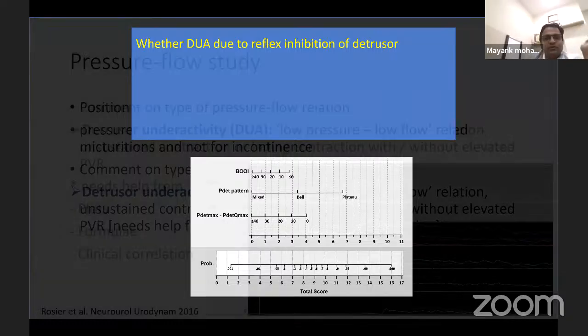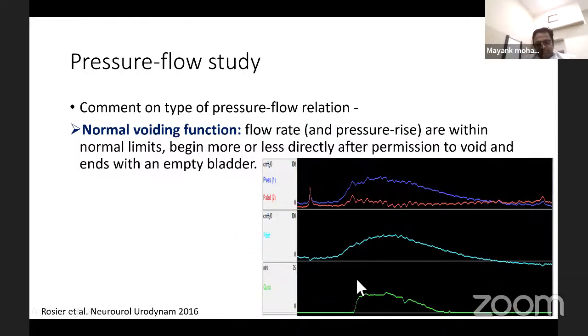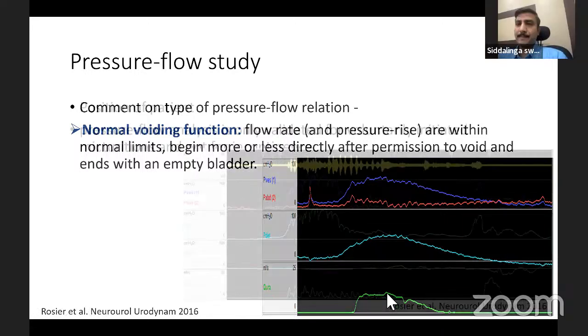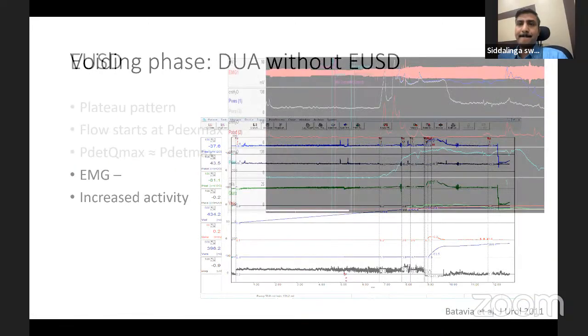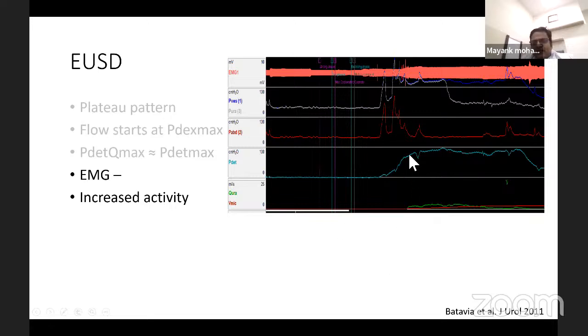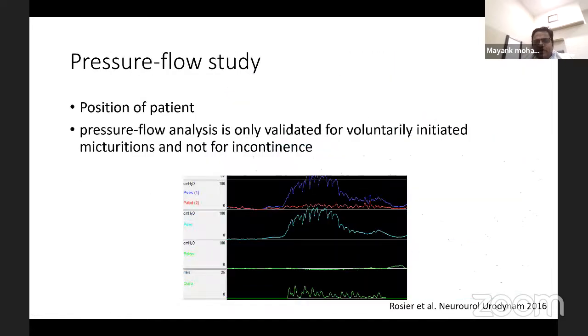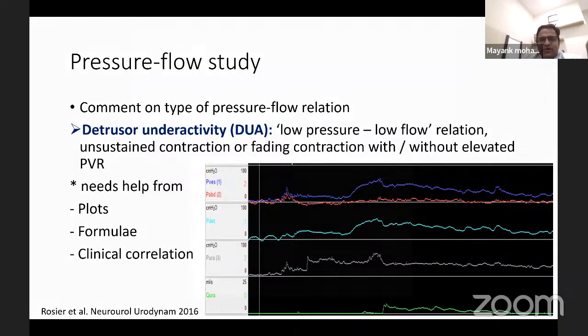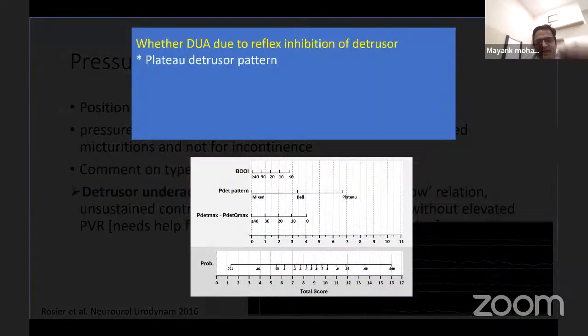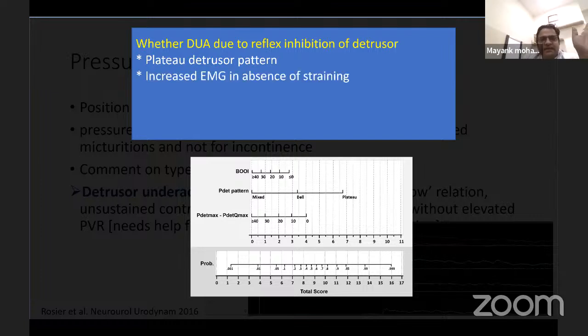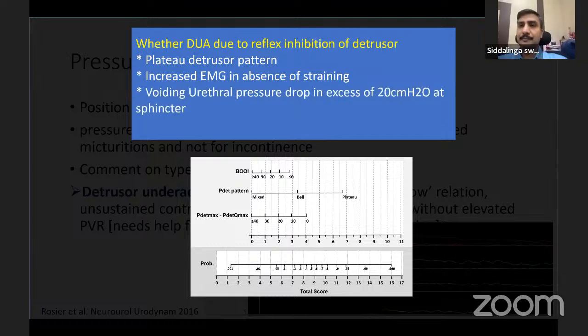So just imagine, I'll go back to this graph. In this case, the pdet at Qmax is about this much. Sorry, let me go here. Yes. So this is the pdet at Qmax and Qmax. Usually in a patient with sphincter dysfunction, you will have a difference of less than 10, but that's not the only parameter. So we take all these three parameters into consideration, and then we give the probability of having a sphincter dysfunction.